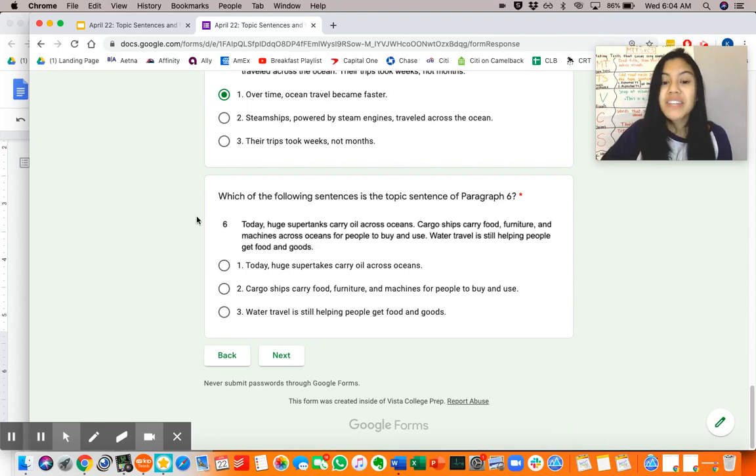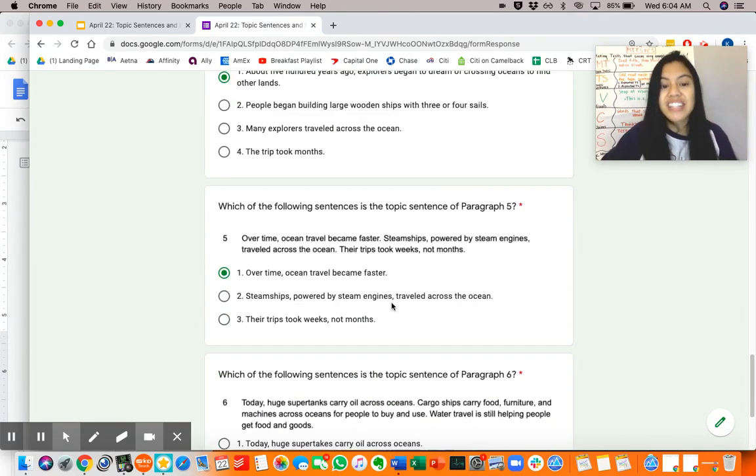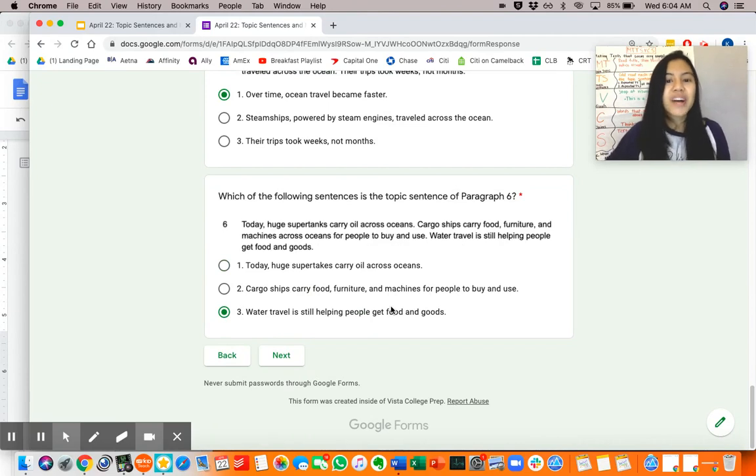Which of the following sentences is the topic sentence of paragraph 6? In this case, it's usually the first sentence, but here it was the last sentence. Water travel is still helping people get food and goods. ELA Masters, go ahead and pause your video if you need to scroll up and double check your answers. Otherwise, click next and I'll see you on the next page.